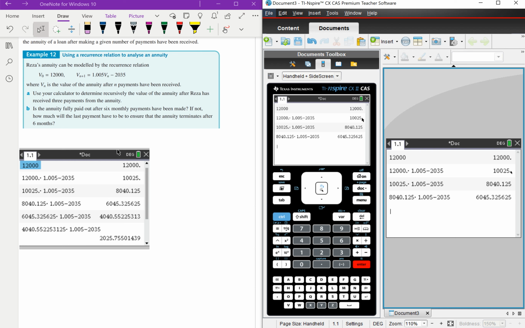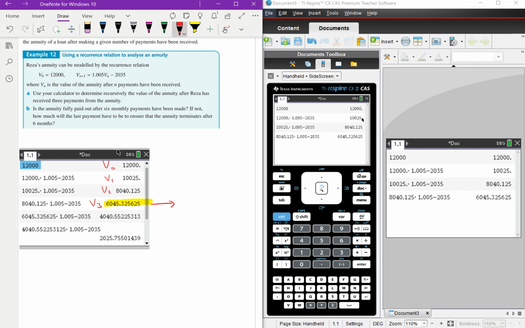And so by the third month, I've now got $6,045, and I'm just going to highlight it over here. This is my third month. So that's V0, V1, V2, V3. So the third month tells me that in part A, to determine recursively 3 payments from the annuity, they still have $6,045.33 at that present time. That's how much money they still have of mine.